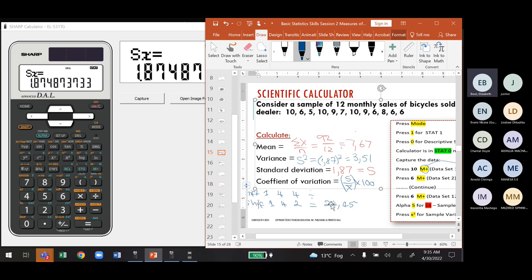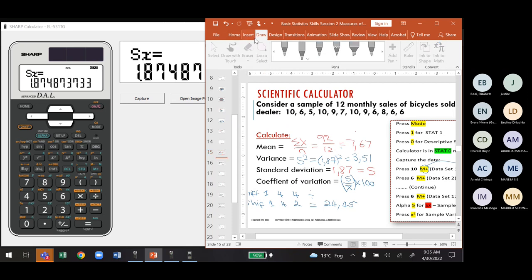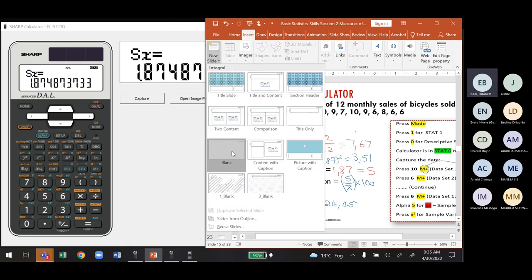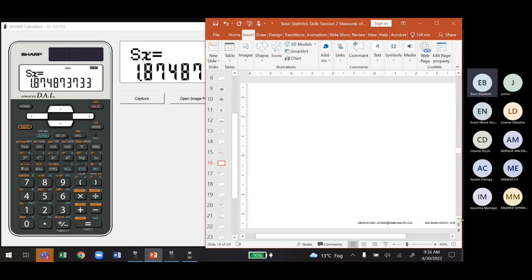The steps are easy. Let me insert a new slide, a blank one. So with a Sharp calculator, the steps are easy. It is mode 1 and then 0 for SD, and your calculator will be ready. And then you just press the value 10, and then you press the M plus, or you press 10 and then press the ENT button. And then you continue doing that, continue capturing all the values.